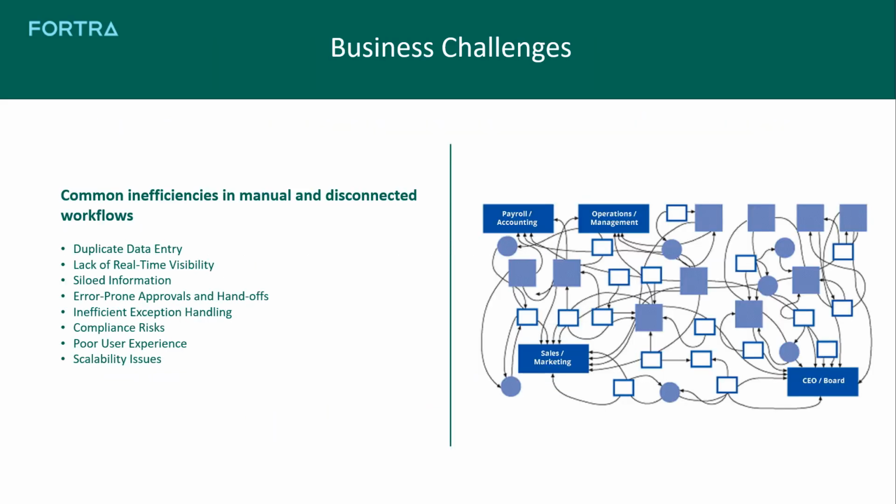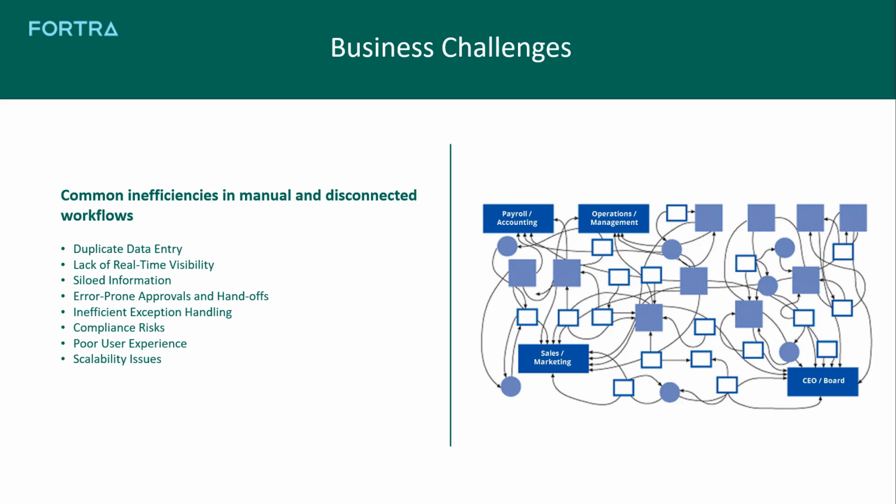Now let's dive a little bit deeper into some of these here. So, common inefficiencies of manual and disconnected workflows, starting with duplicate data entry. Employees often re-enter the same data across systems, increasing the risk of human error and wasting time, causing a loss of time in this use case, with data accuracy issues and a lack of real-time visibility. Siloed information, right? Disconnected tools and departments lead to fragmented data, making it hard to get a complete view of the process.